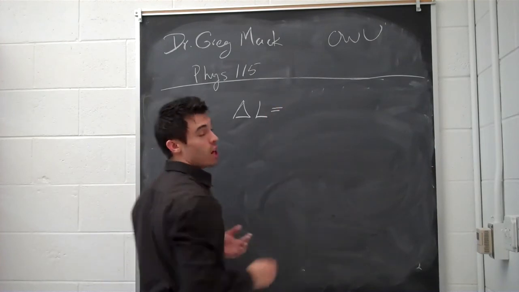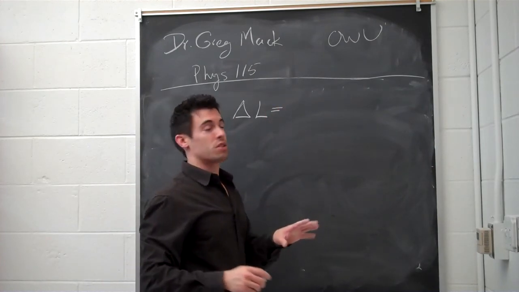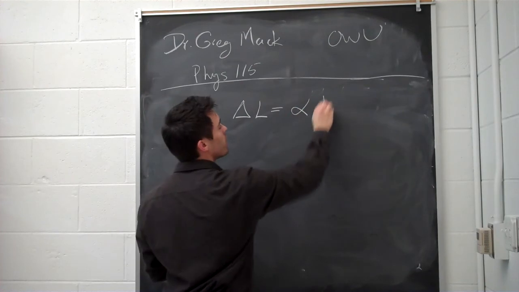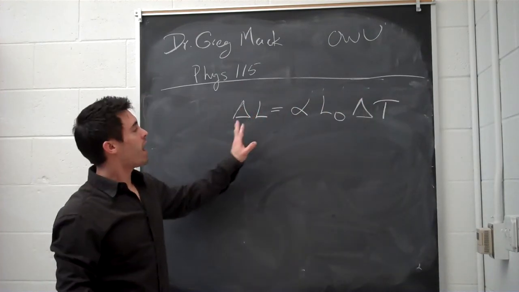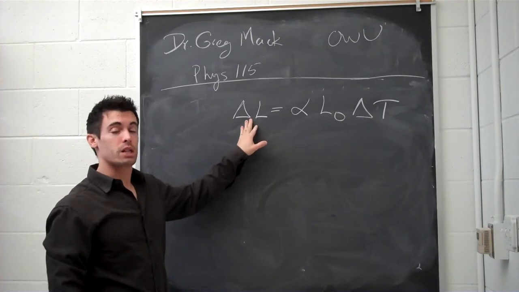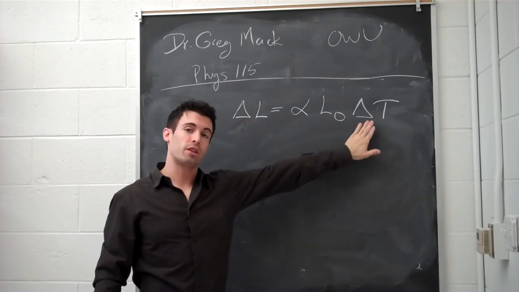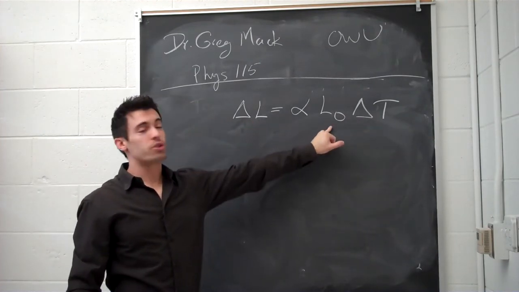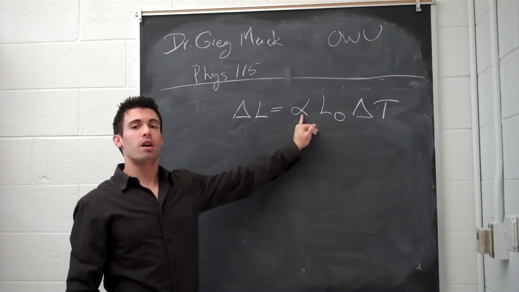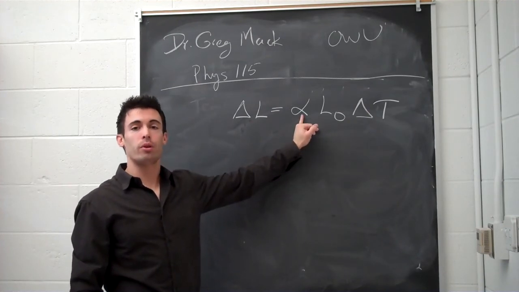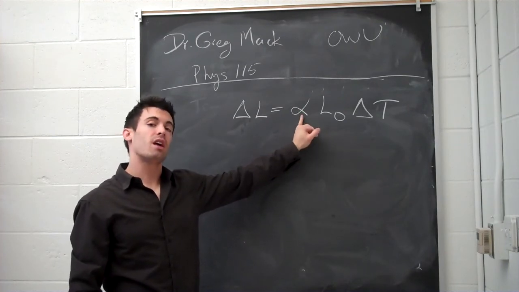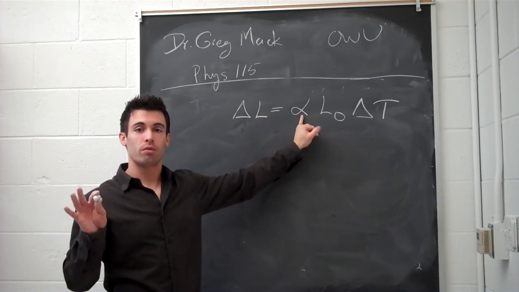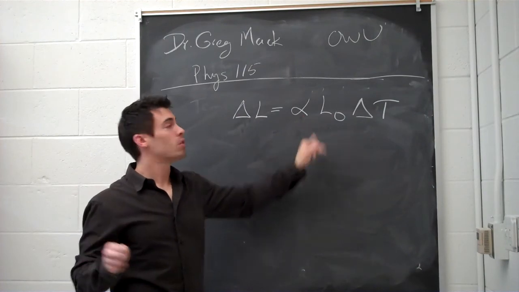So a change in length when a temperature change is experienced would be equal to alpha times L0 times delta T, where delta L is your change in overall length as a result of this change in temperature delta T over here. L0 is your starting length, and alpha is a coefficient of thermal expansion, length expansion, that depends on the object. It'll be different for everything, for every object out there.